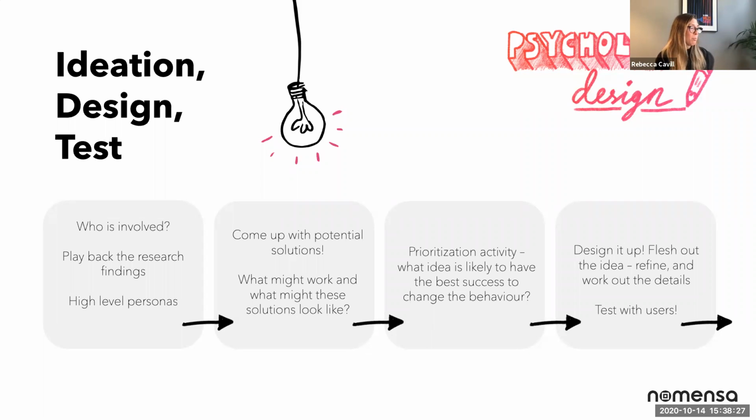Playing back the research findings is really important. Let's make sure the solution that we're designing is actually derived from, and directly related to, the research findings about the target behavior that we need to change. High-level personas sometimes are quite useful tools to help think about solutions. Then coming up with potential solutions: what might work, what might these solutions look like, and carrying those forward into prioritization. Which of the ideas is likely to have the best success to change behavior? And then, of course, designing it up: fleshing out the idea, refining it, and working out the details. And then testing with users.